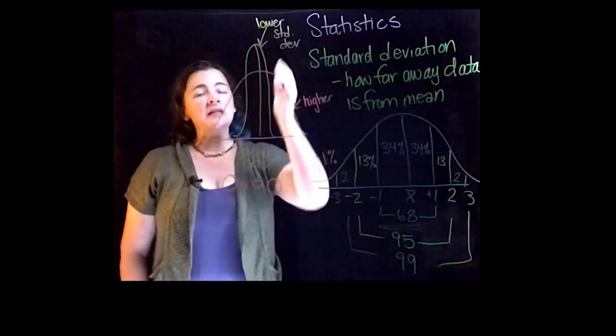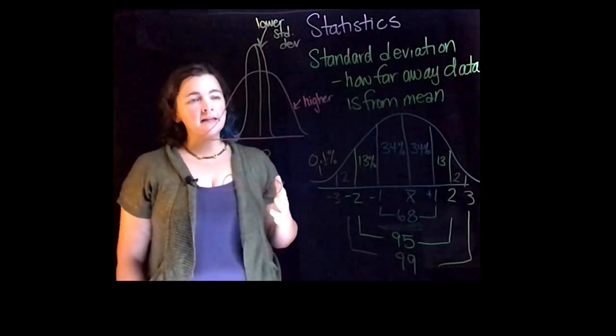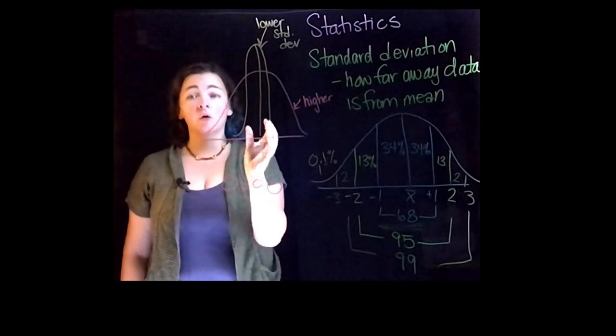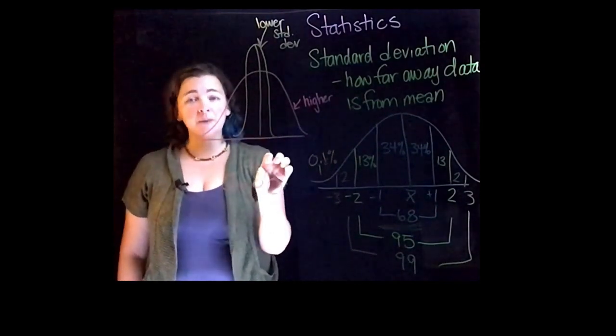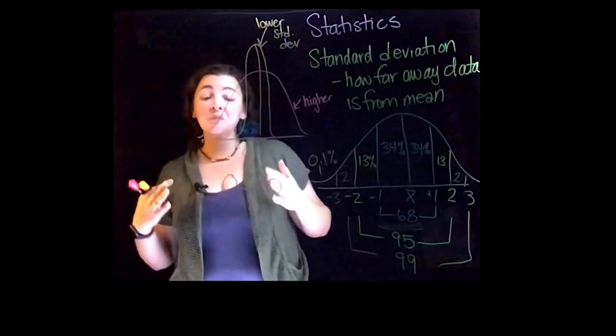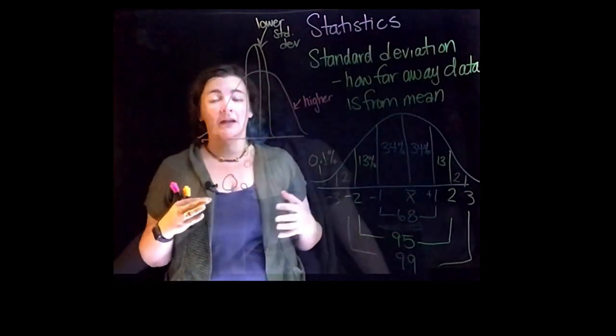So with your lower standard deviation, it's more likely that your independent variable is the thing that's changing or influencing your dependent variable, the thing that you're measuring. Where in a higher standard deviation, there's more of a chance that something else is playing a role.